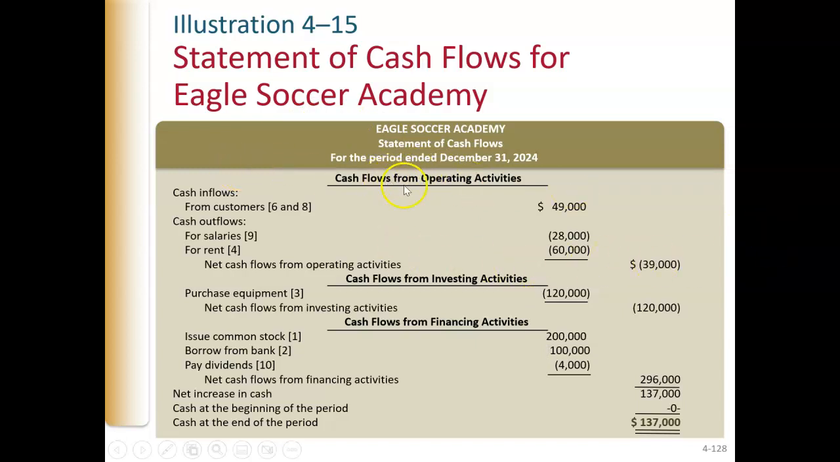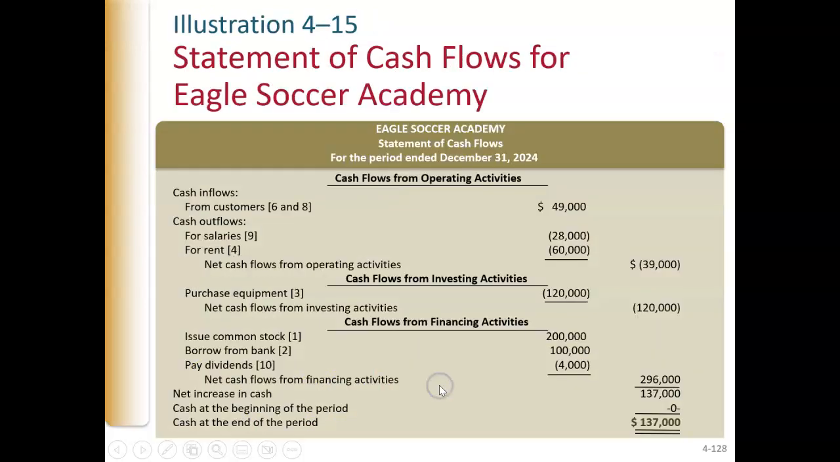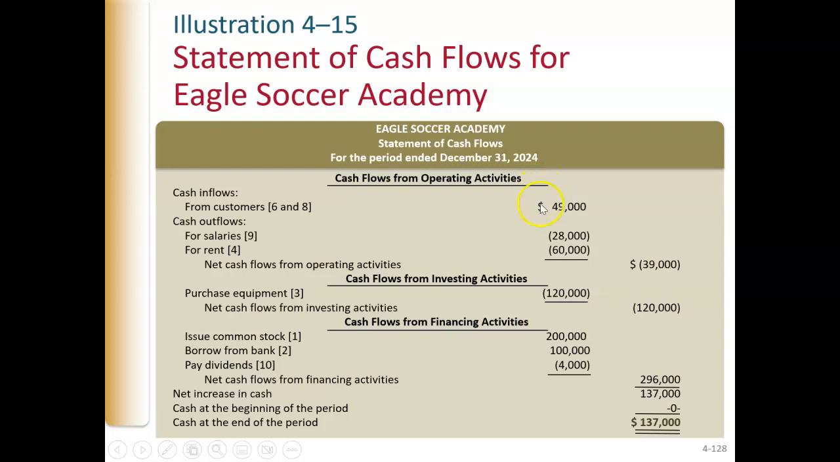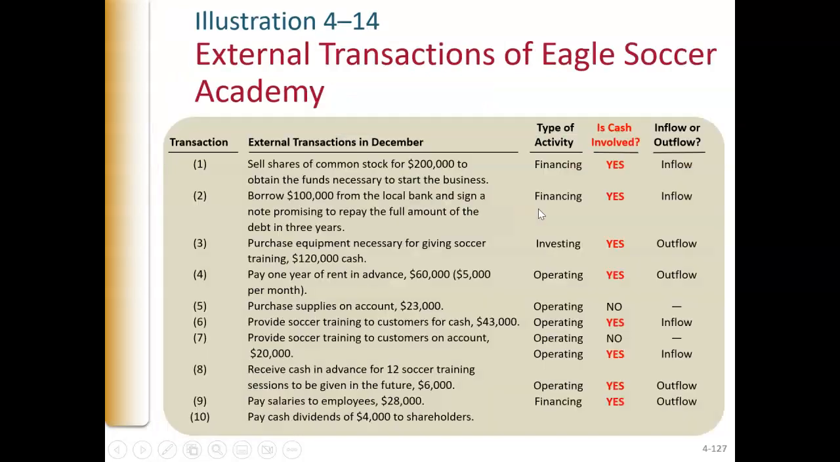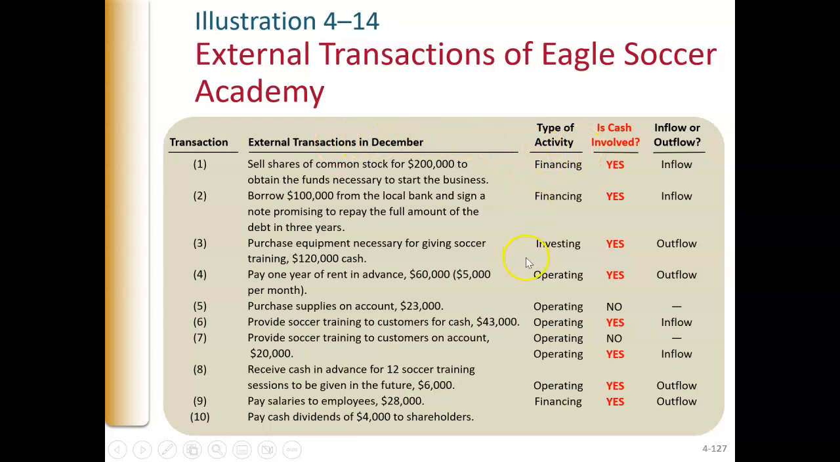We start with operating activities. Cash inflows happen from number 6 and number 8. Okay, the $43,000 and the $6,000. Sorry, 6 and 8. The soccer training for $43,000. 8, we received cash here of $6,000. So that's 6 and 8. 43 and 6, sorry, 49. So that's the $49,000. The outflows, we go back and look, and we look at operating.